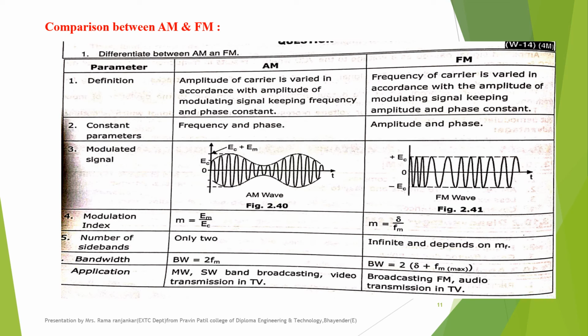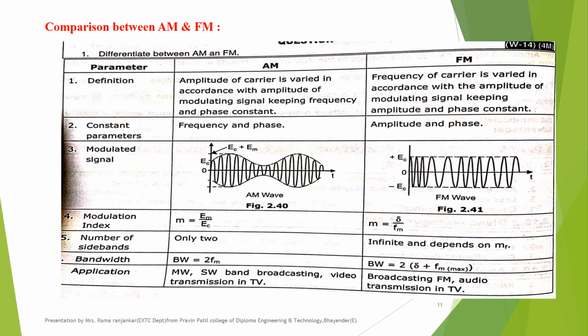So the first parameter is definition. In AM, the amplitude of the carrier is varied in accordance with the amplitude of the modulating signal, keeping the frequency and phase constant. Definition of FM, frequency modulation, is that the frequency of the carrier is varied in accordance with the amplitude of the modulating signal, keeping amplitude and phase constant. Now the second parameter is constant parameter. In case of AM, frequency and phase are constant, while in FM, amplitude and phase are constant.